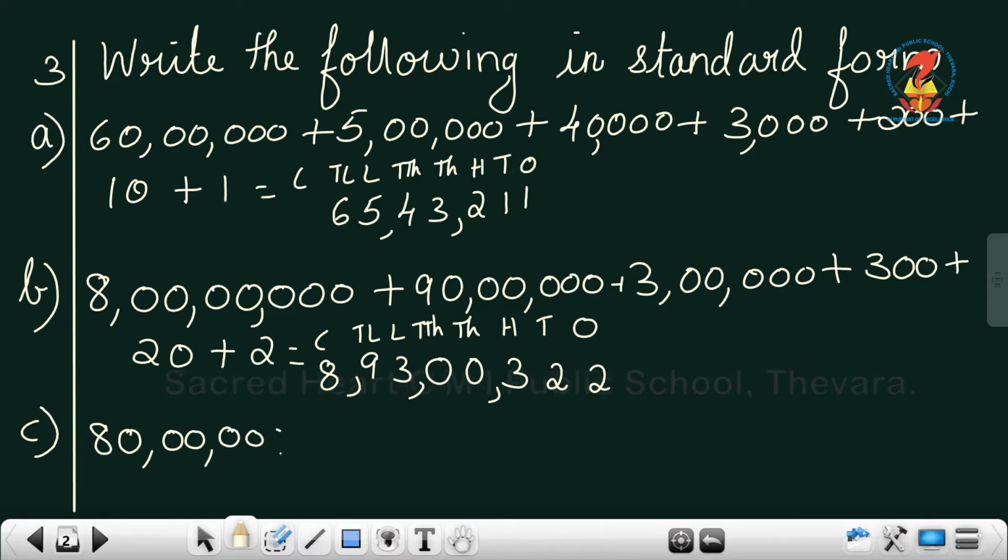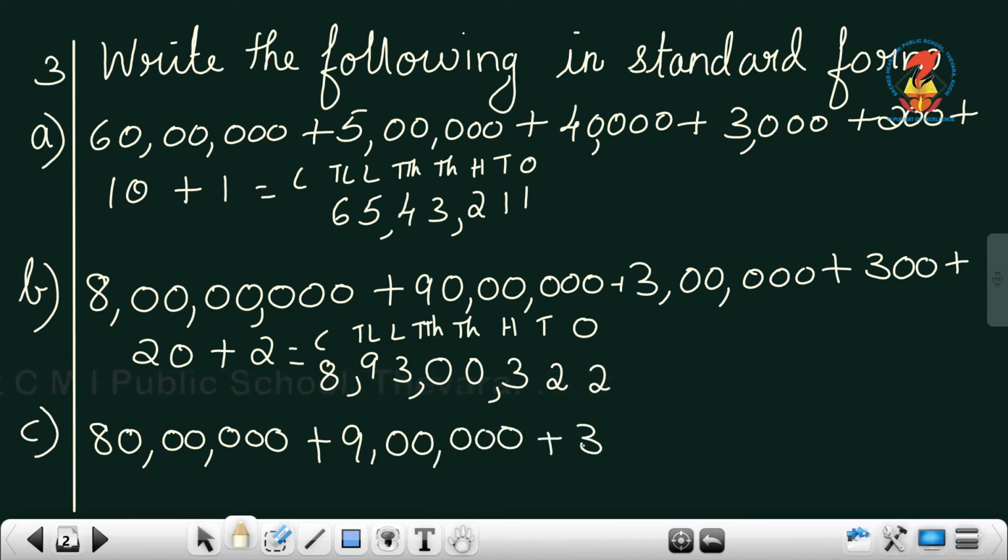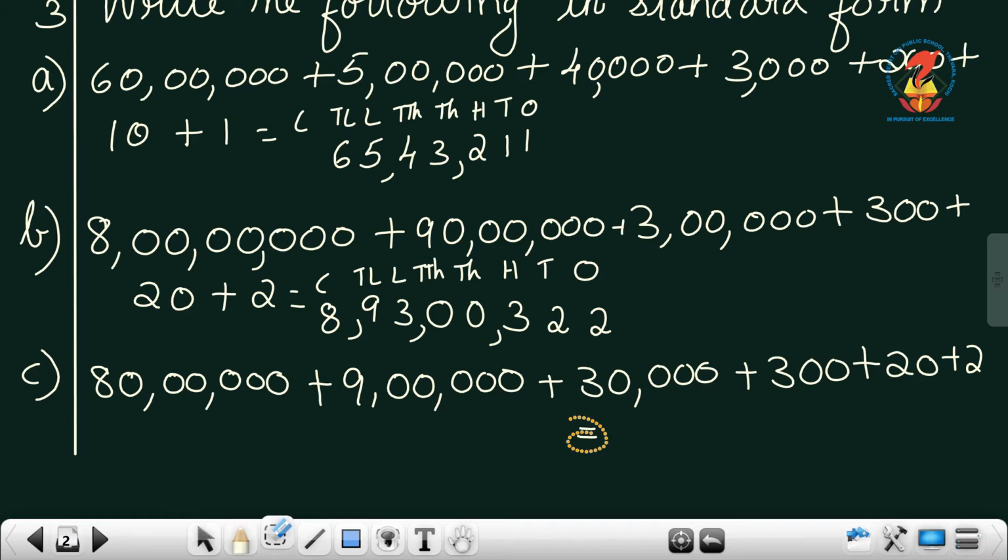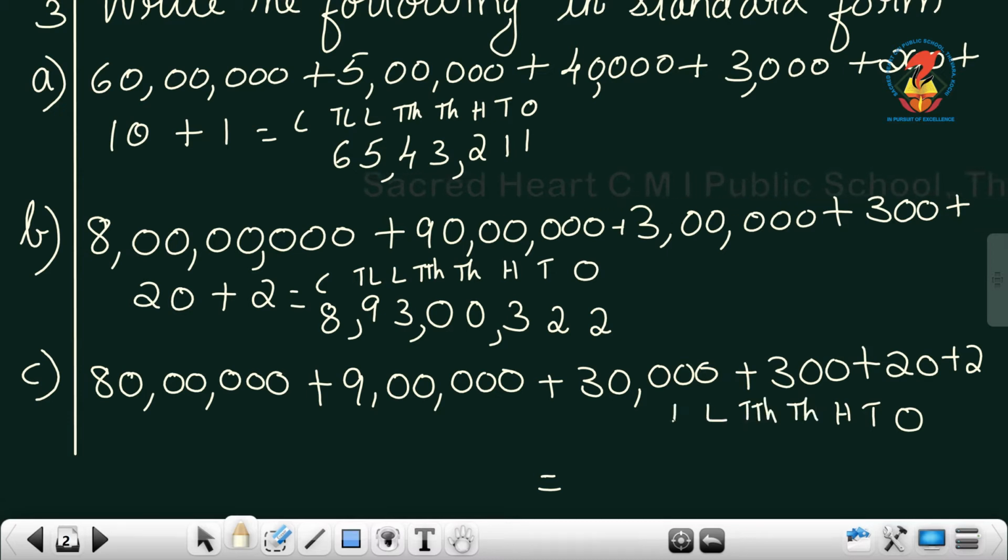80 lakhs plus 9 lakh plus 30,000 plus 300 plus 20 plus 2. So again, starting you write the places first. Ones, tens, hundreds, thousands, 10,000s, lakh, 10 lakh, crore.